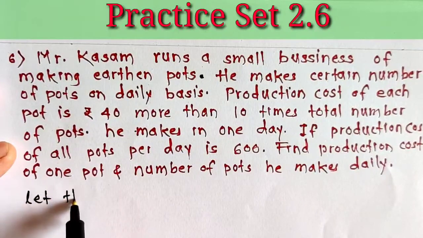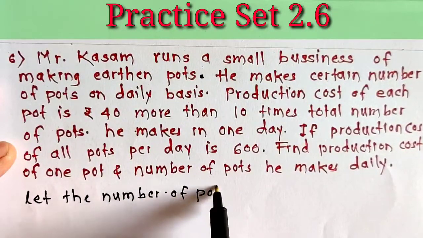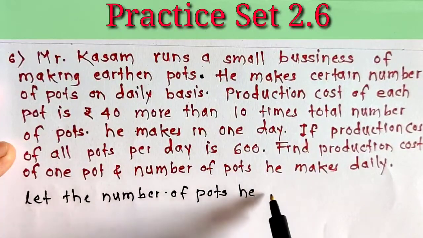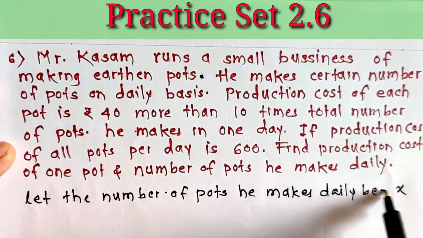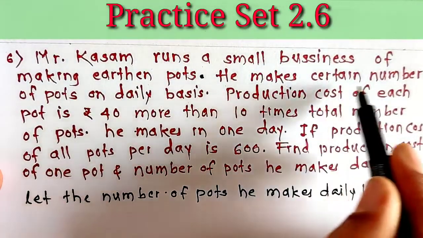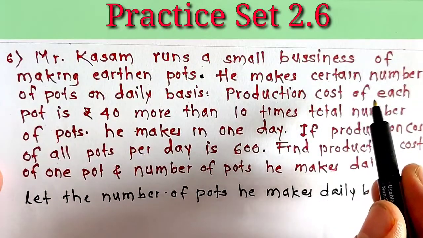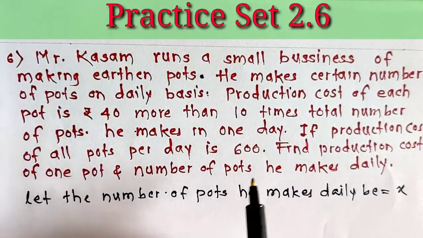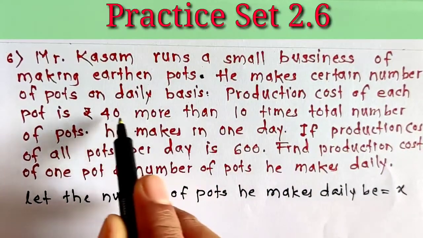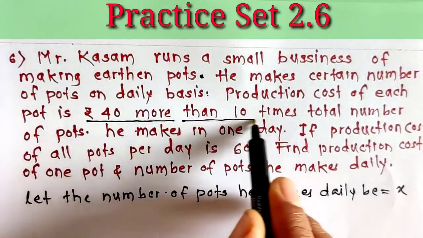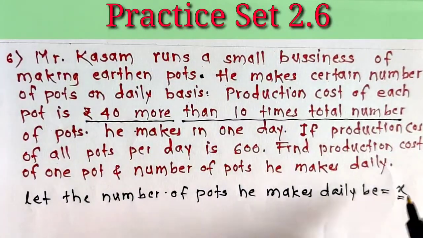Let the number of pots Kasam makes daily be x. X is a number. Now he makes a certain number of pots on a daily basis. So x number of pots daily. Production cost, that means the cost for making that pot, one pot. Production cost of each pot is rupees 40 more than, this condition is important, rupees 40 more than 10 times the total number of pots. So total number of pots is x. He makes total x pots in one day.